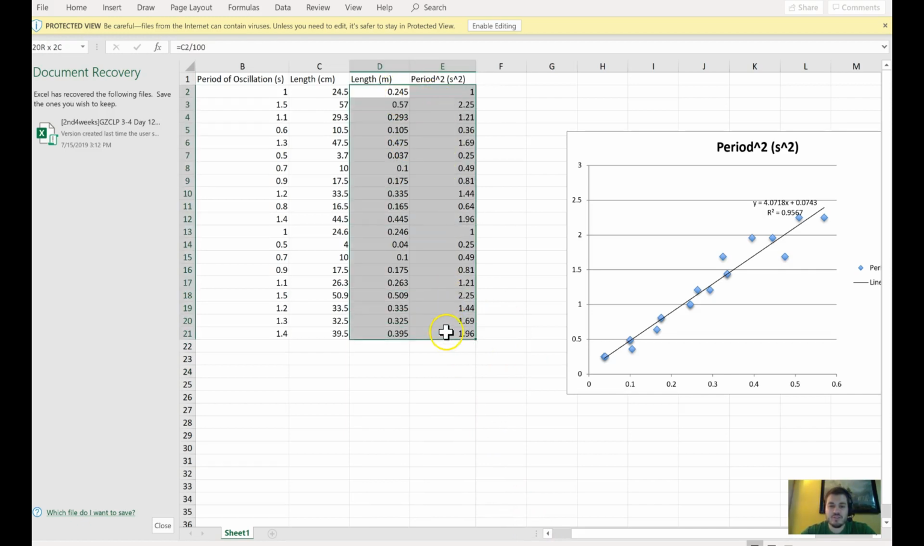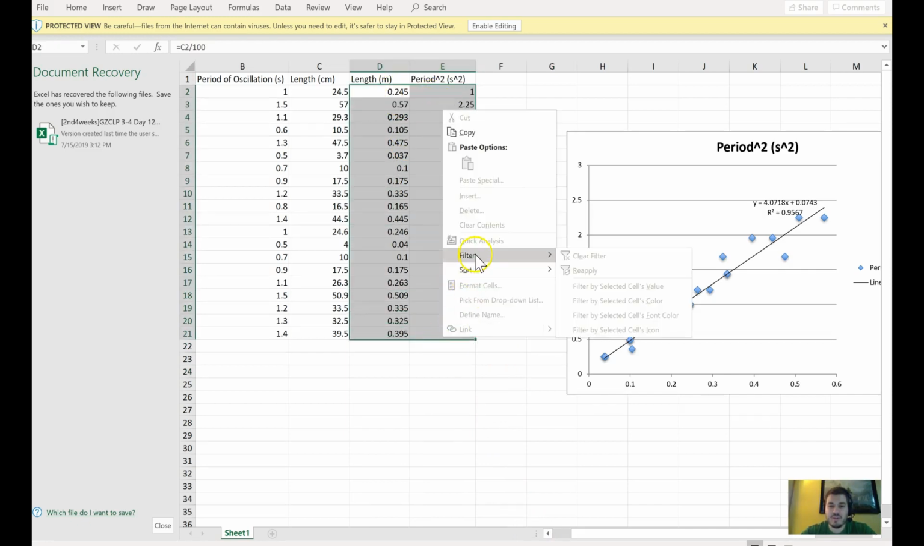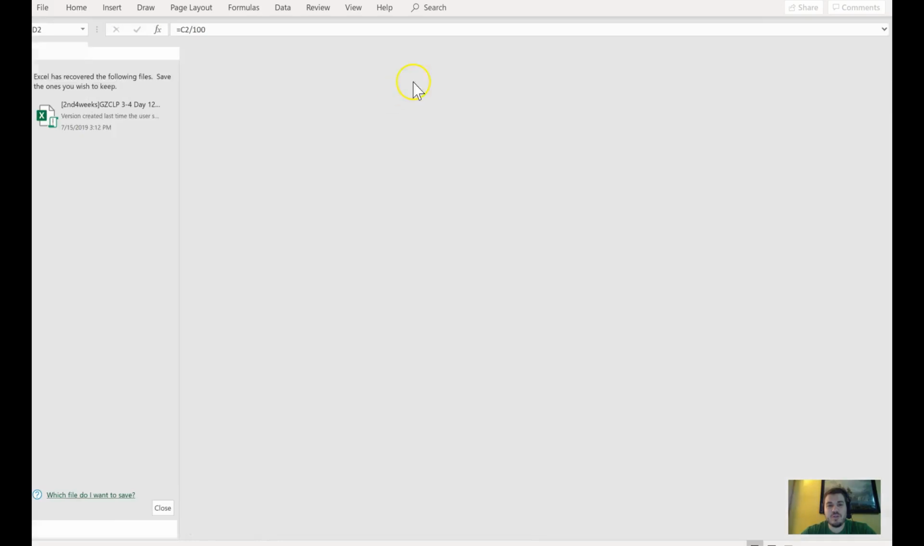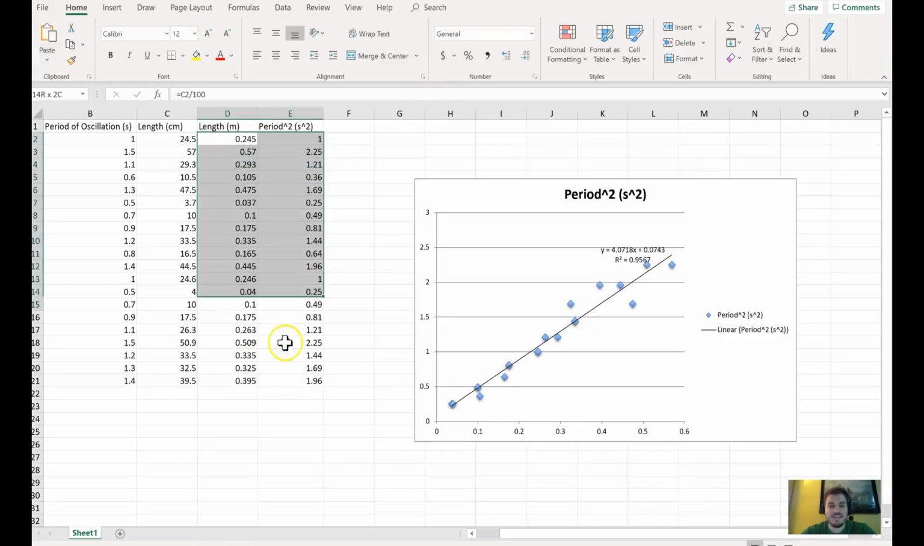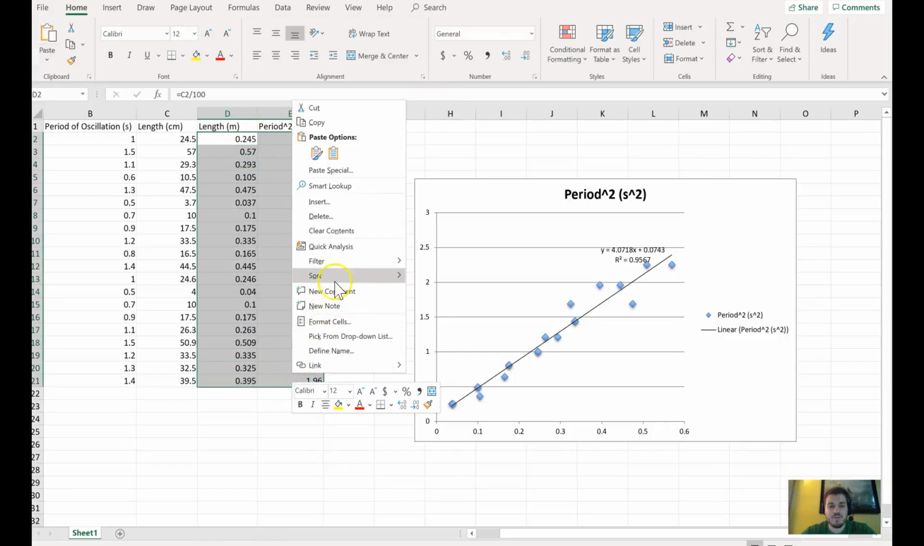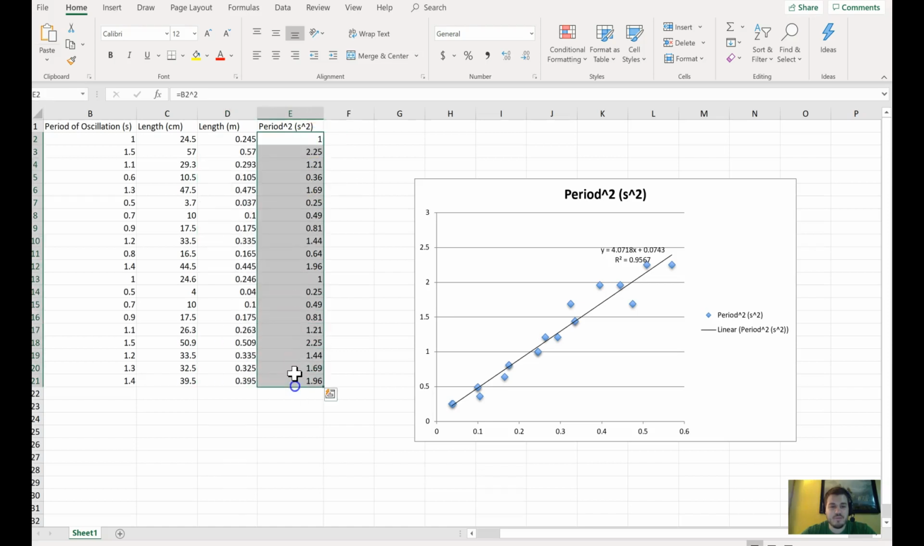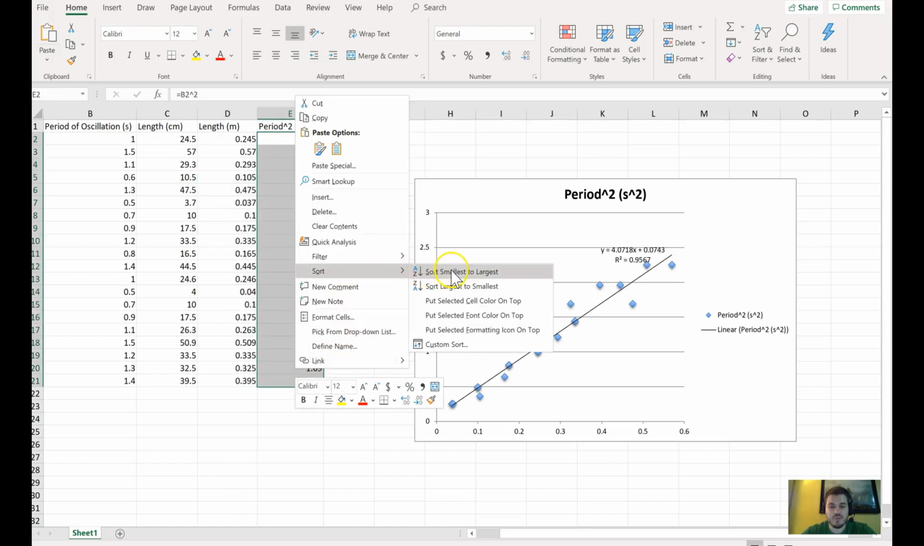So the first thing I'll do is just take all of this data, make my life a little easier, and, well, I need to enable editing. So generally what I like to do, if I can, is take data and write it in order from least to greatest, and that usually makes life a little bit better in terms of graphing. And now I'm just trying to make Excel sort the way I want it to.